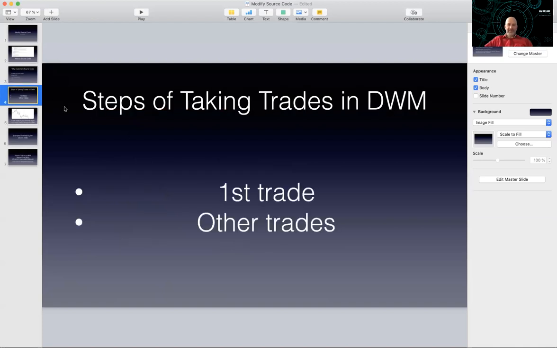Now, the DWM system that I have mainly has two steps for taking trades. You have the rules for the first trade and you have the rules for the other trades. What I mean by that is there's a system for the first trade to be taken, and there's another system, or a set of algorithms, for taking the other trades.